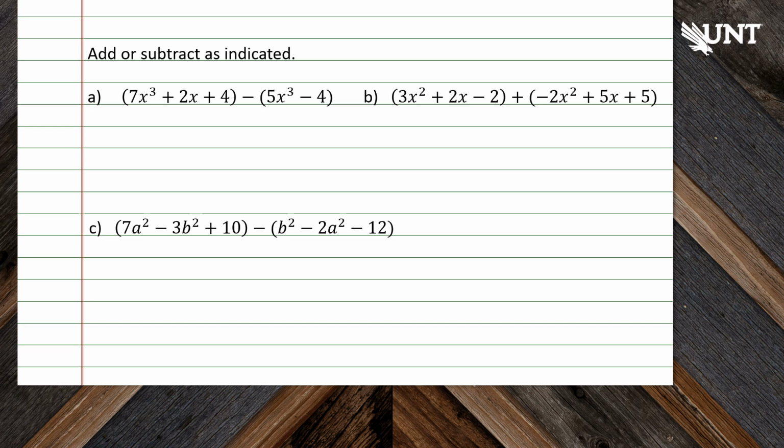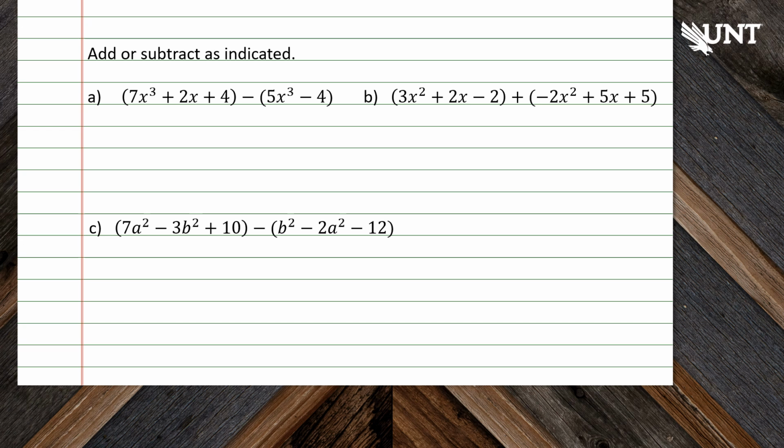Add or subtract as indicated. Example A, we have (7x cubed plus 2x plus 4) minus (5x cubed minus 4). Now, although it is listed that way, really what we're talking about is we have a trinomial minus a binomial. Good news is we already know how to approach this problem.